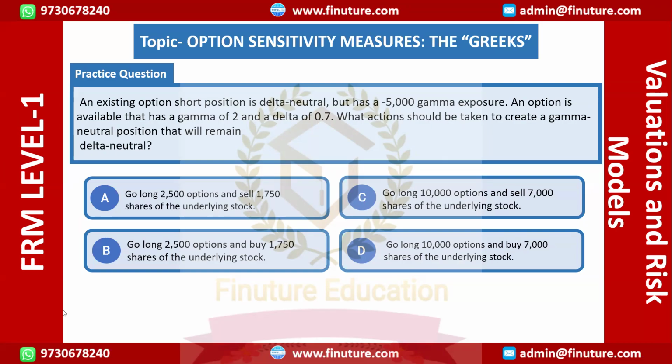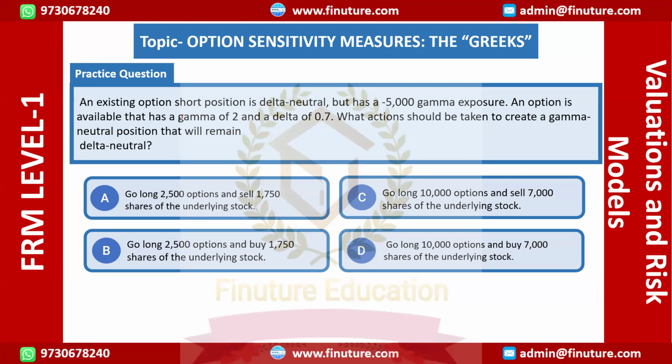The topic that we will have a look at today is from paper 4, that is valuation and risk models. The topic is option sensitivity measures and the Greeks. We will try to understand this topic using gamma neutral and delta neutral hedge. So let's look at the question, and then I'll give you the context and solution for this question.